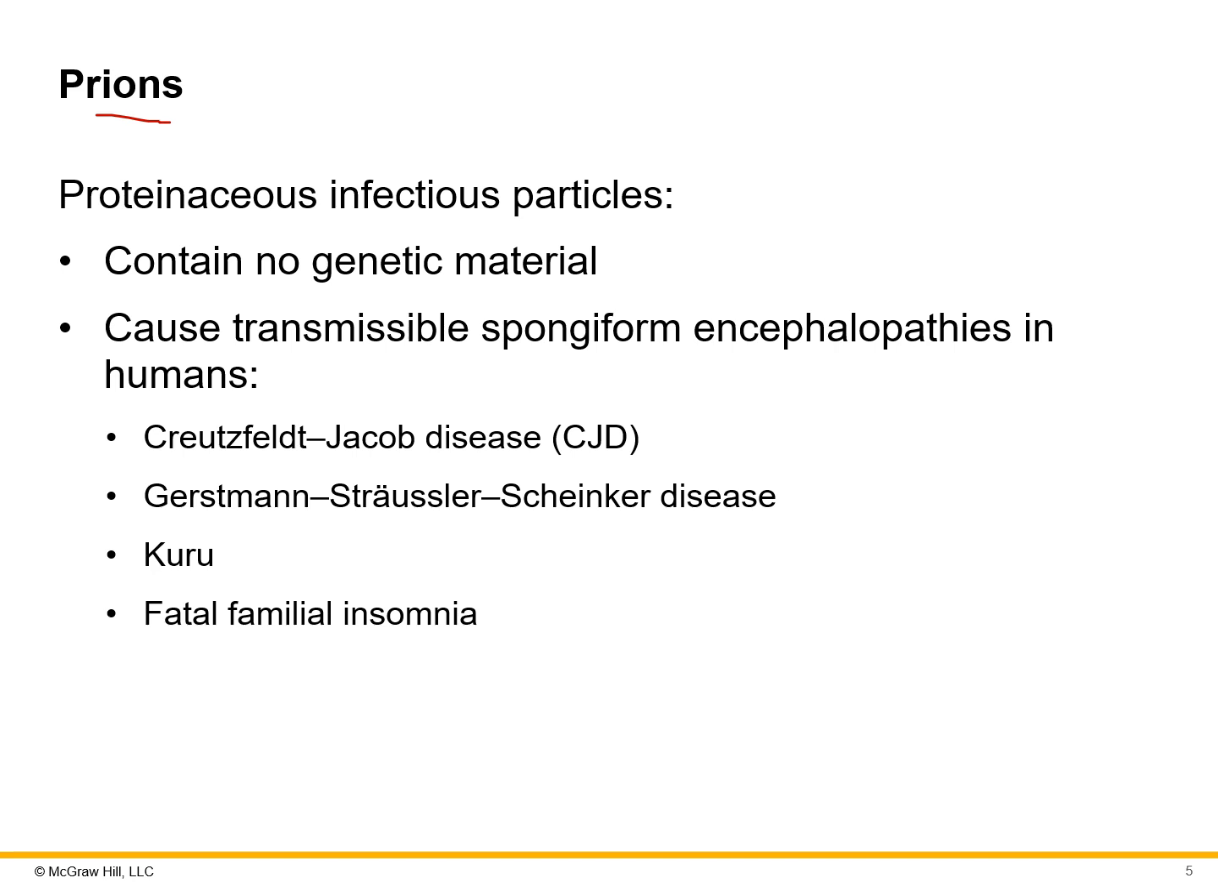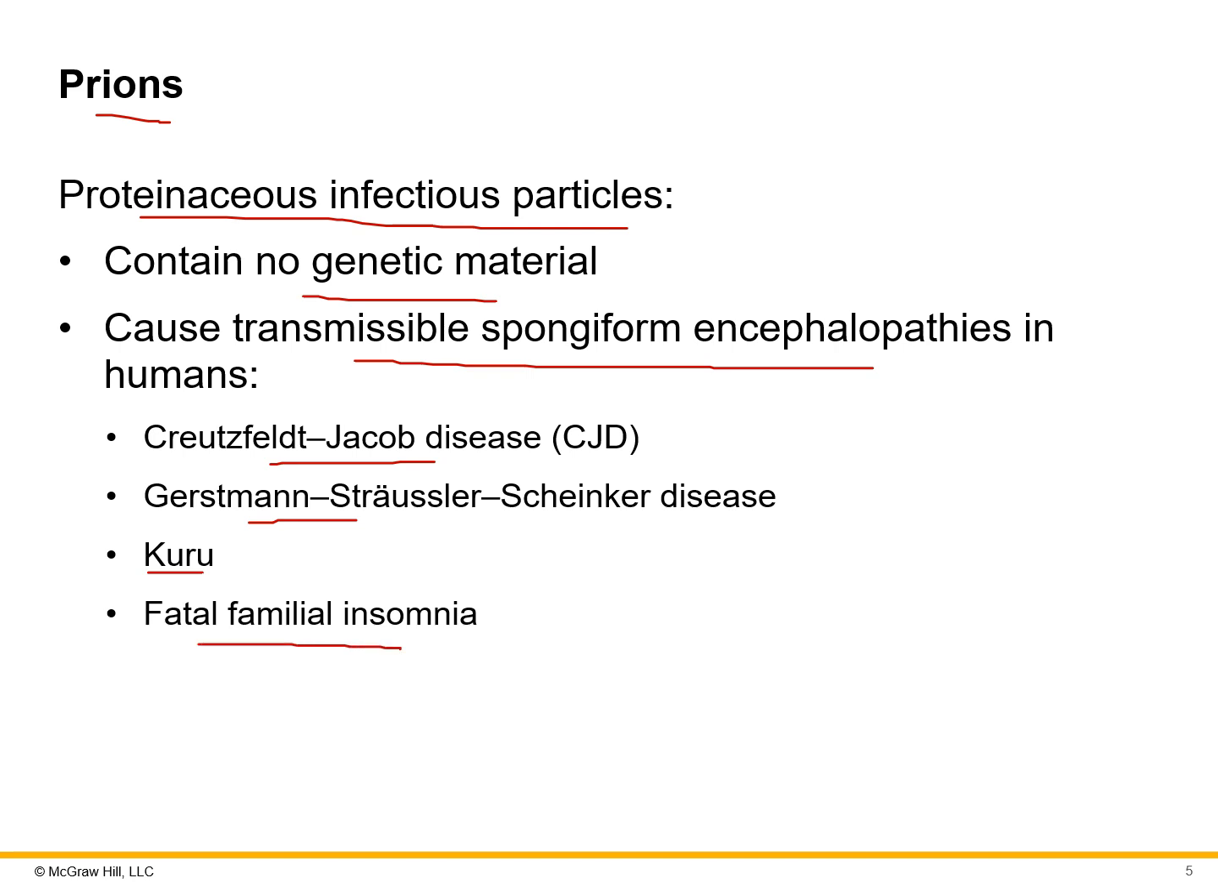Now, prions being the other cause of subacute encephalitis, and these are proteinaceous infectious particles. So they have no genetic material. They're not a cell. They're not even like a virus with a protein coat. They are literally an infectious protein. They cause what's called transmissible spongiform encephalopathy. And in humans, the diseases are called Creutzfeldt-Jakob disease, or CJD, Gerstmann disease, Kuru, which is especially seen in tribes where they undergo cannibalism and eat the nervous tissue of other humans that could have been infected, and fatal familial insomnia.